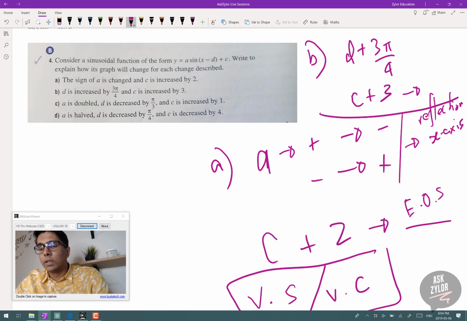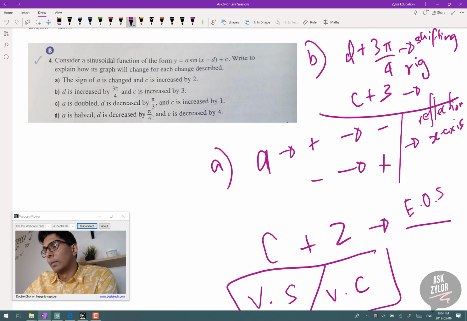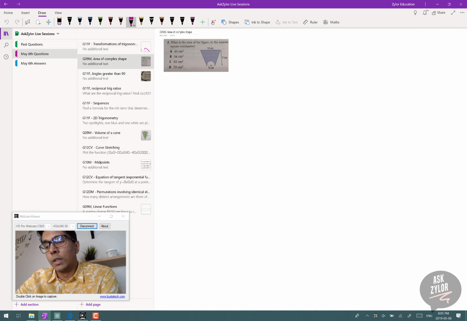Now the D, it's saying it's increasing by 3 pi over 4. What that does is it's going to shift it left or right? But because we have a plus sign, that means we're shifting it right by 3 pi over 4, and this one we're going up by 3. So we're going to go ahead to the next question, which is a grade 9 math.